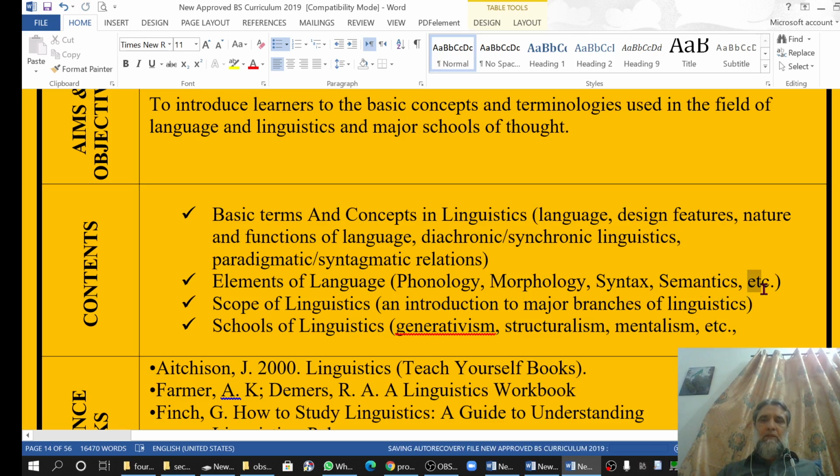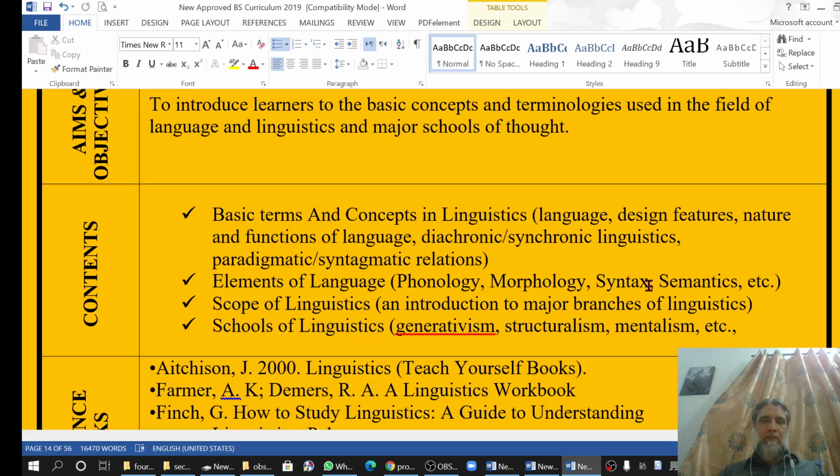This will also include phonetics, and we will start with phonetics because phonetics comes before phonology, morphology, syntax, and semantics. So our first lecture will be referred to as phonetics. And when we discuss all these elements of language, we will use George Yule's book, which I have shared with you. And you also have the hard copy.